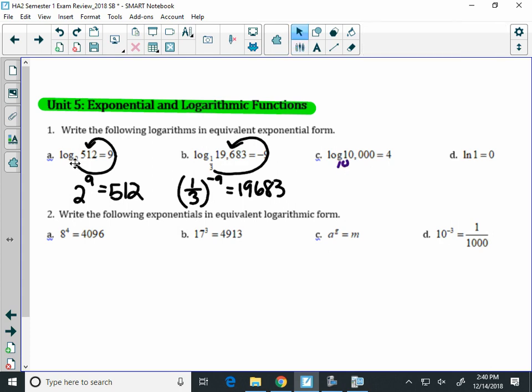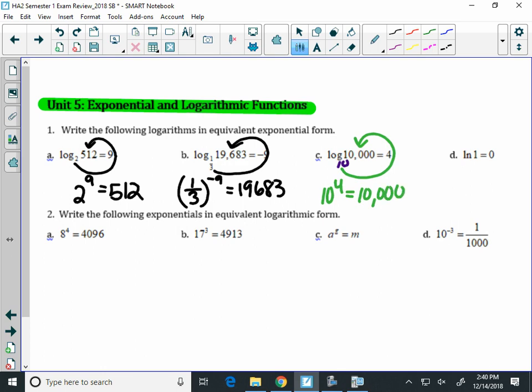Now in C, you have to remember that the base of the common logarithm is 10. If there's no base, it's implied that the base is 10. So this would be 10 to the 4th is 10,000. And finally, for this last one, just like C, you have to remember the base of the natural logarithm is e. So here, it would have e to the 0 power equals 1.